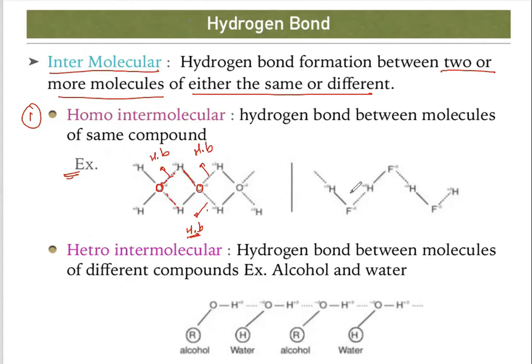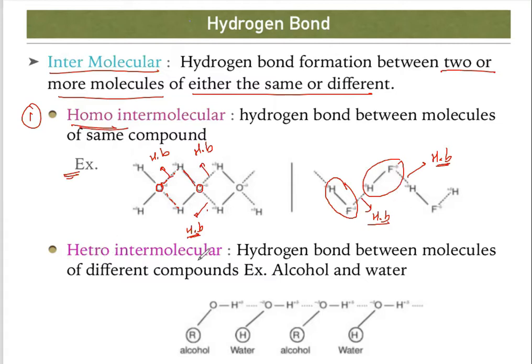Next one is HF. So HF, this is one molecule and this is another molecule. So there is a force of attraction between this hydrogen and this fluorine. So we will call it hydrogen bonding. Here also, this is also a hydrogen bond. Okay. So remember homo intermolecular.